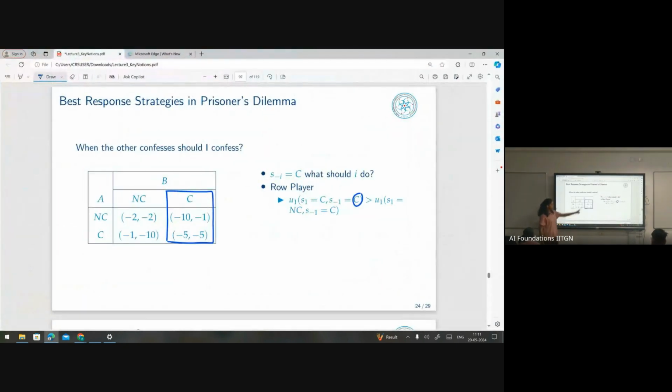The other player is confessing. So if I confess, I get a utility of -5. And if I don't confess, I get a utility of -5. Now I'm trying to maximize my utility. So if the other player confesses, what should I do? Confess, because the utility of confessing is more. Yes, question.